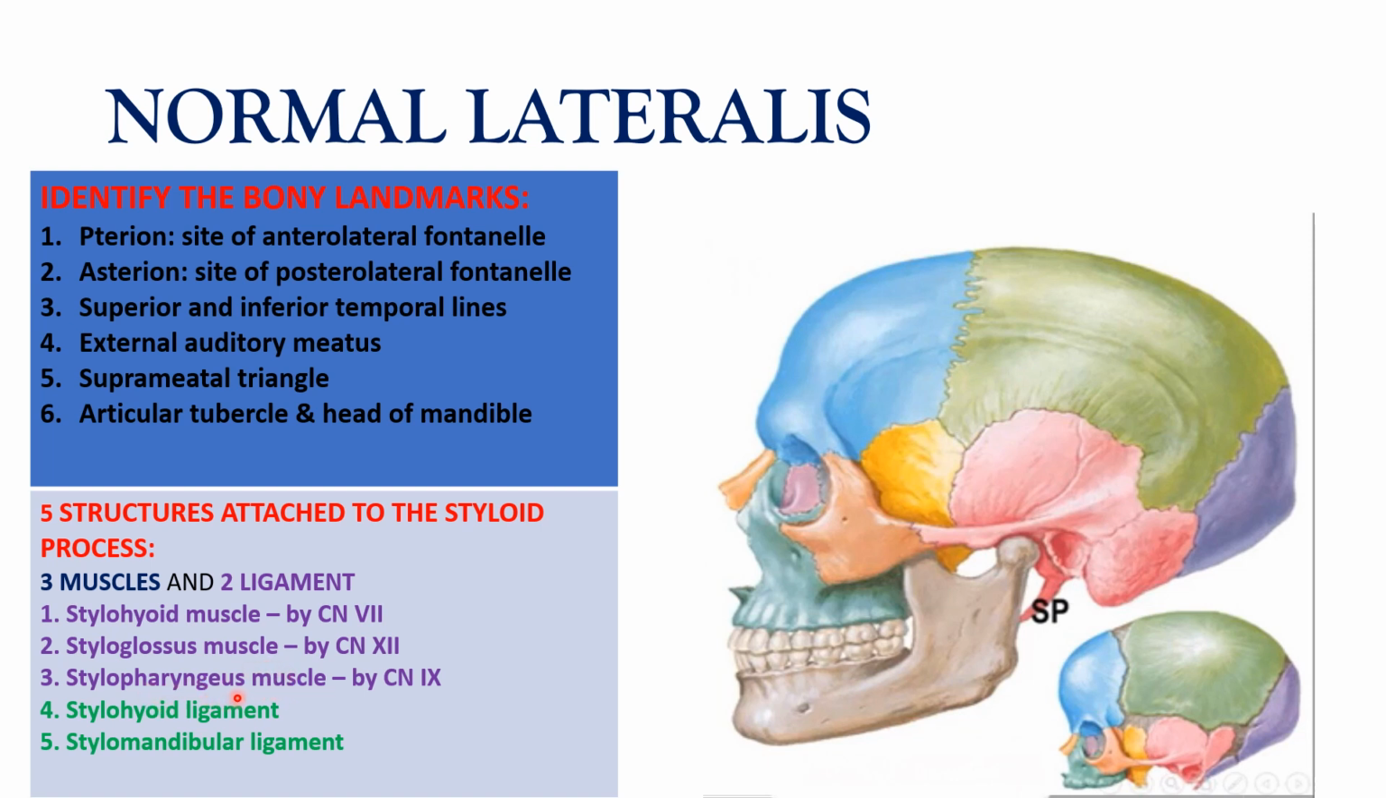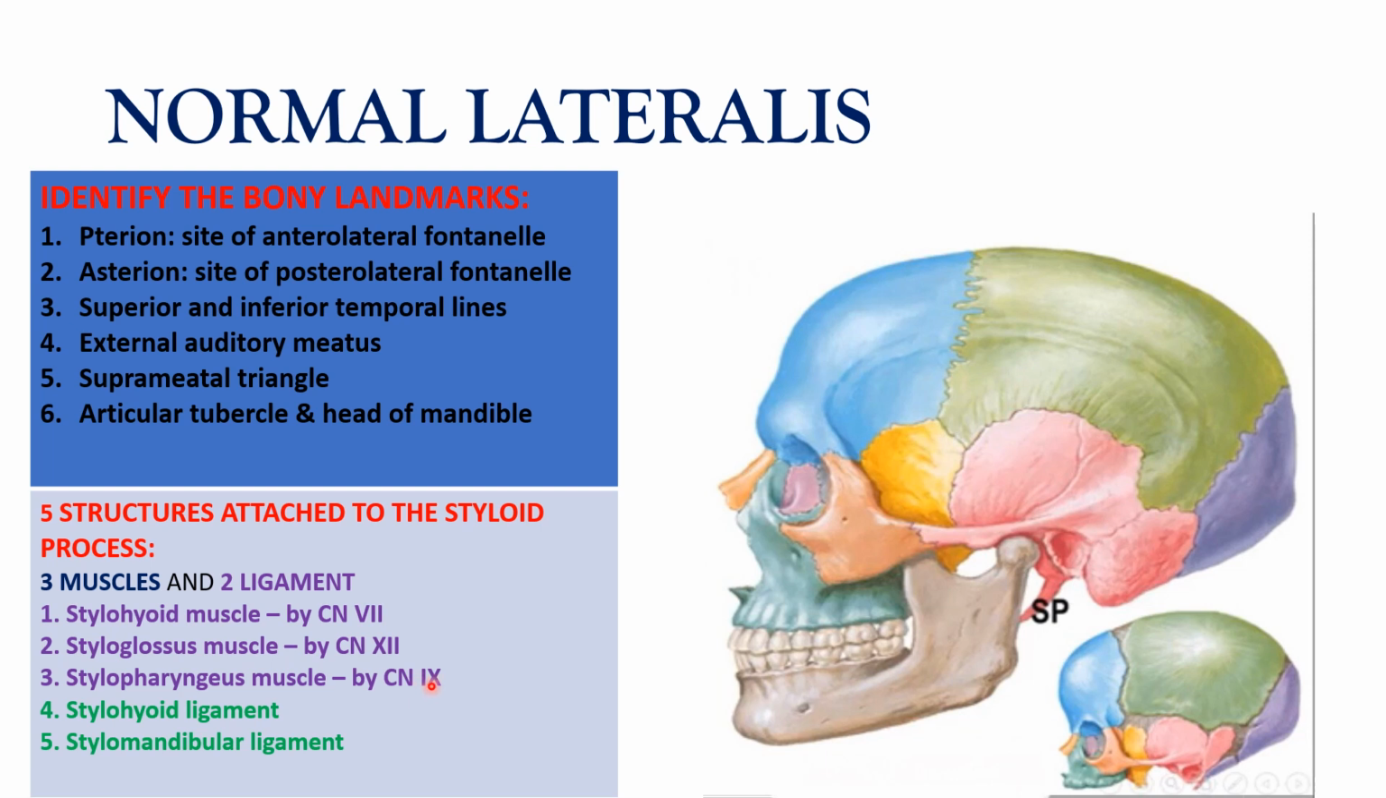Now, the stylohyoid muscle is supplied by cranial nerve 7, the facial nerve. The styloglossus muscle is supplied by the 12th cranial nerve, the hypoglossal nerve. Then the stylopharyngeus muscle is supplied by the 9th cranial nerve, which is the glossopharyngeal.